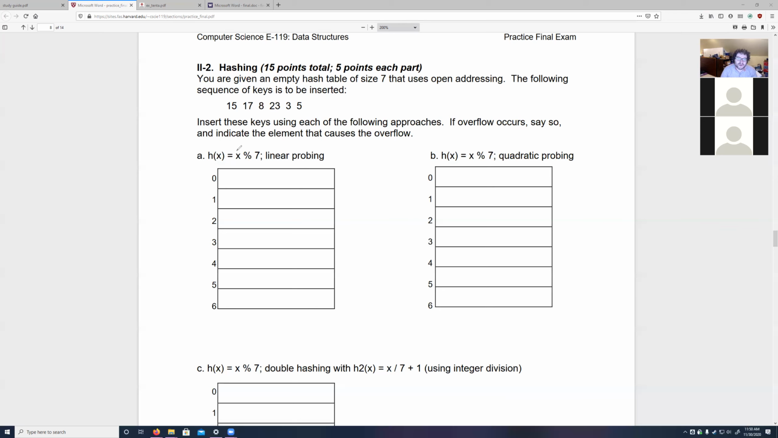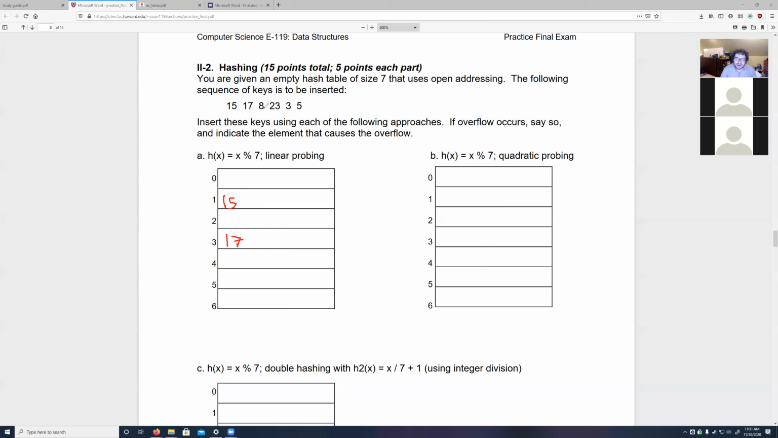So our hash function is, take X, our key, and mod by 7 to figure out where we're going to put it. So 15 mod 7 is what? 1. So we go ahead and put 15 over here. 17 mod 7 is 3. We can just logically extend that: this is 1, this is 2, 16 would be 2, 17 would be 3.